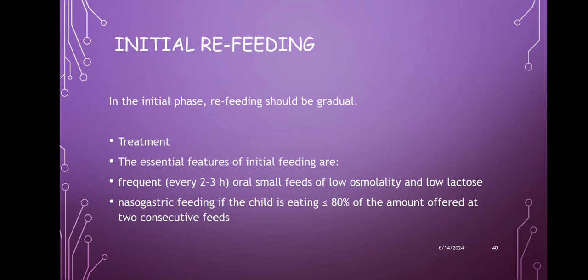And we go to the initial refeeding. In the initial phase, refeeding should be gradual. So treatment, the essential features of initial feeding are frequent, every 2 to 3 hourly oral small feeds of low osmolality and low lactose. NG feeding if the child is eating less than 80% of the amount offered at 2 consecutive feeds.